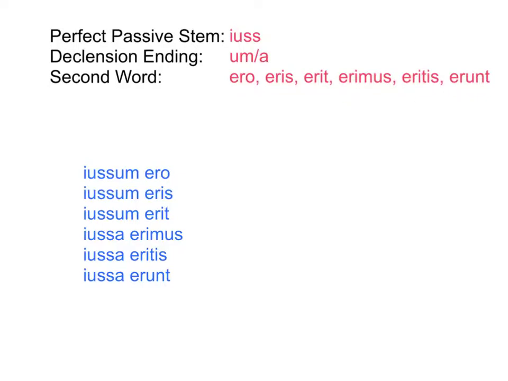So, putting it all together here, iussum ero, iussum eris, iussum erit, iussa, we switch to the plural, erimus, iussa eritis, iussa erunt.